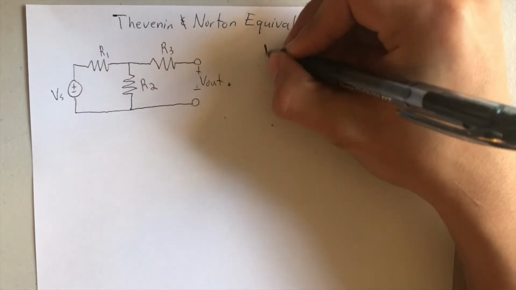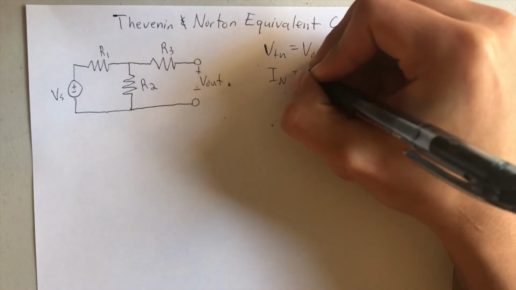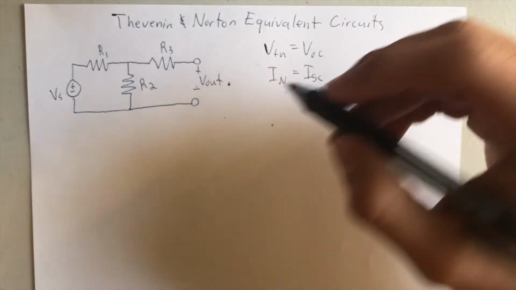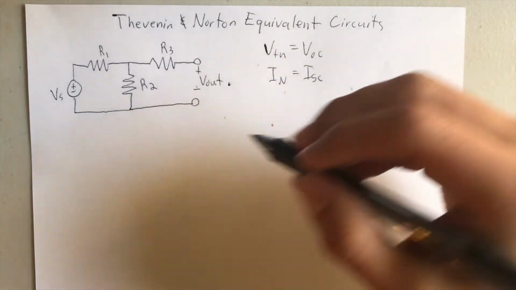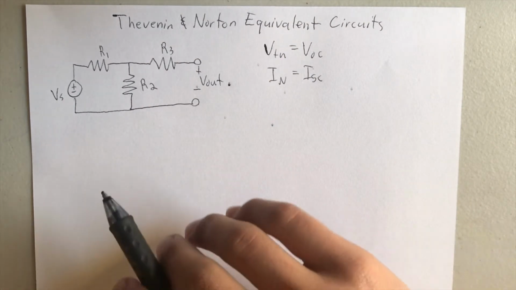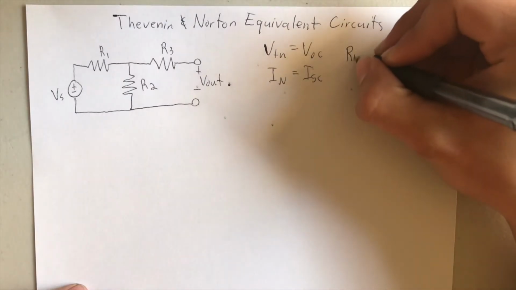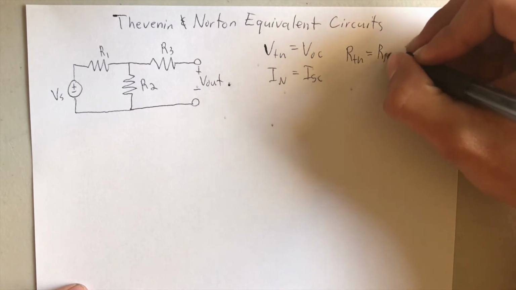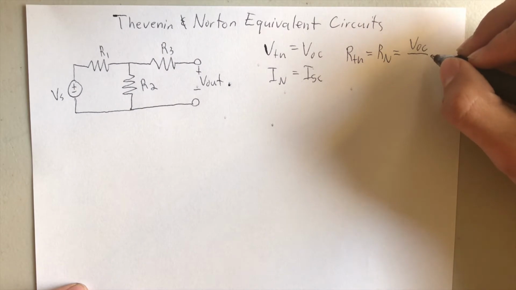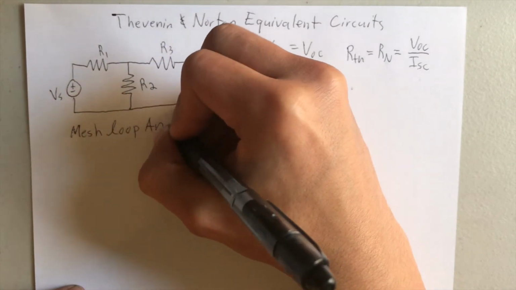First of all, we know that V Thevenin is equal to the open circuit voltage and the I Norton is equal to the short circuit current going out. We're going to find our V Thevenin and I Norton by using mesh loop analysis, and we're going to apply KVL, Kirchhoff's voltage law, around each closed loop to find these values. We know that R Thevenin is equal to R Norton and that they equal the ratio of the open circuit voltage divided by the short circuit current. We're going to use mesh loop analysis.